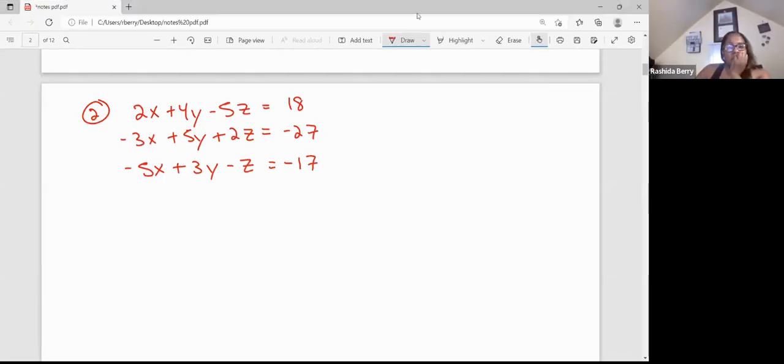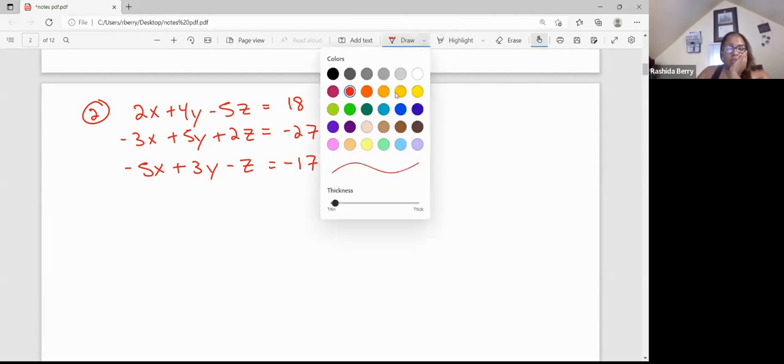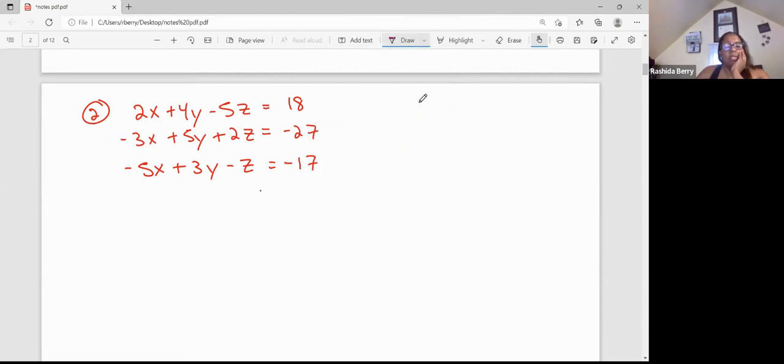Okay, guys, here's the second example, just in case anyone feels like they need one more, of the three variable systems. Okay, so here we go. Again, we want to accomplish a two variable system, and we have to do that by eliminating one of these variables from the beginning. When I look at this, I have 2, 3, 5.